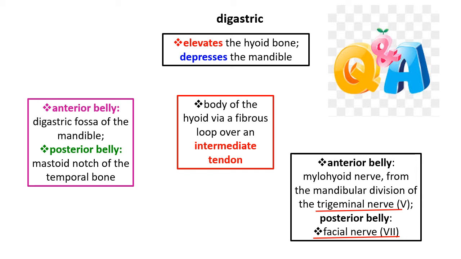Now, this muscle has two bellies. The anterior belly is supplied by mylohyoid nerve coming from the trigeminal nerve, and the posterior belly is supplied by the facial nerve, a muscle that has two bellies and double nerve supply.